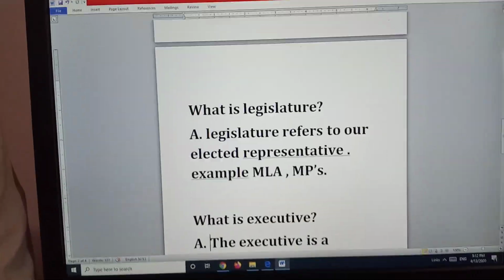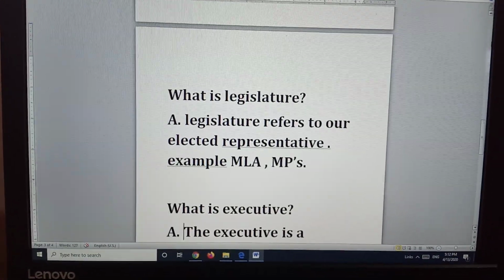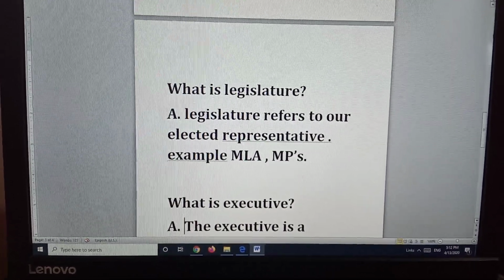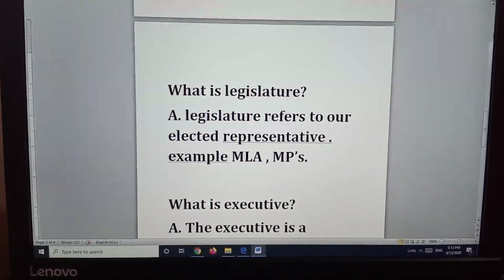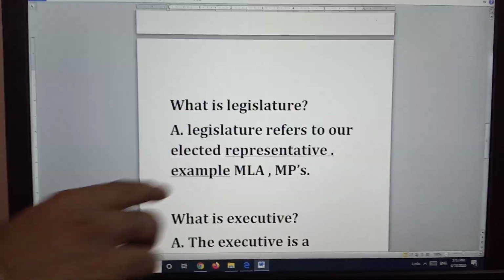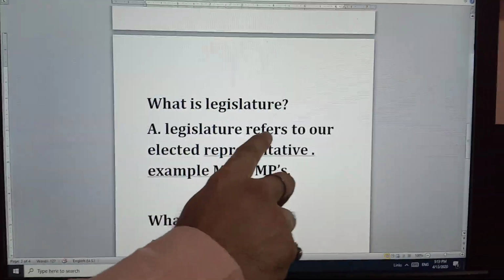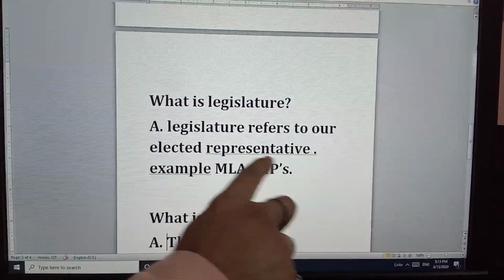Is it clear, students? Now our next important point is separation of power. According to the constitution, there are three organs of government: legislature, executive and judiciary. So what is legislature? Legislature means our elected representative. For example, MPs and MLAs. So please write down, legislature refers to our elected representative.